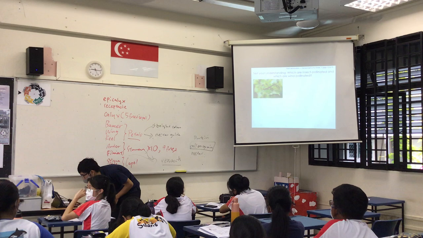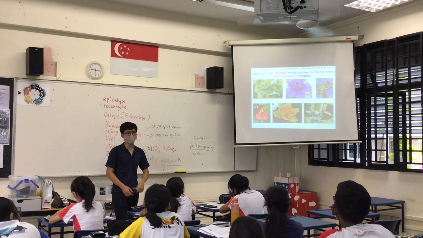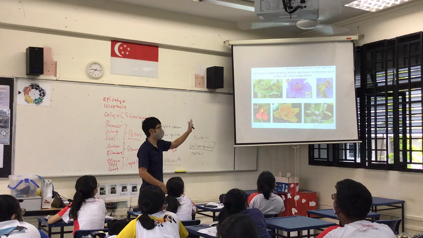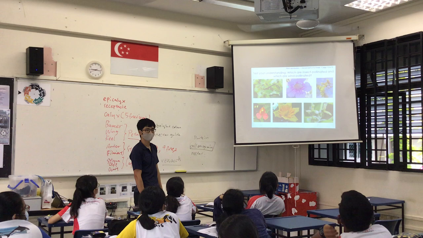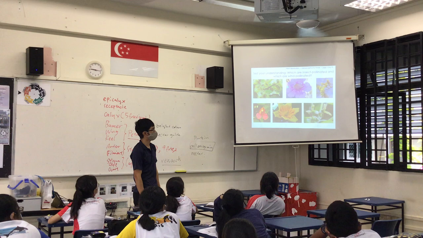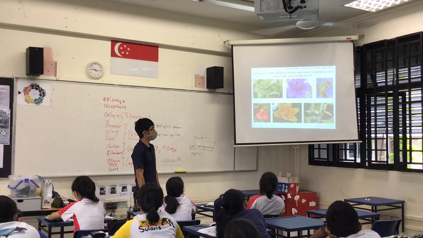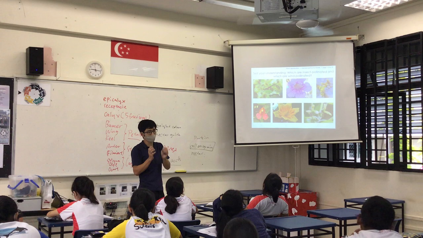I have a series of flowers here. Which ones do you think are insect pollinated? Yeah, they are alphabets. A, B, C, D, E, F. Insect pollinated. B, D, E? Yeah, actually you're quite right. So if you notice, the flowers we are very used to, the ones that look beautiful to us, are beautiful to insects too. They are the insect pollinated ones.